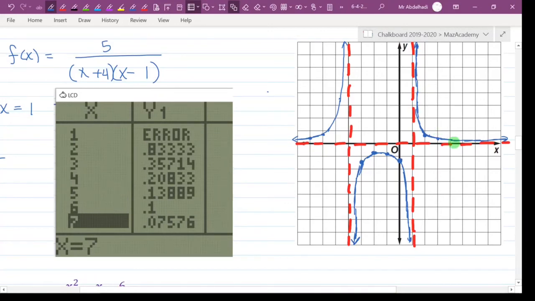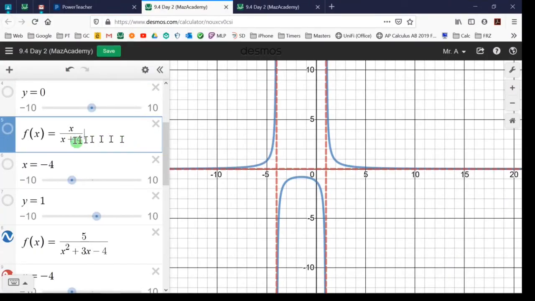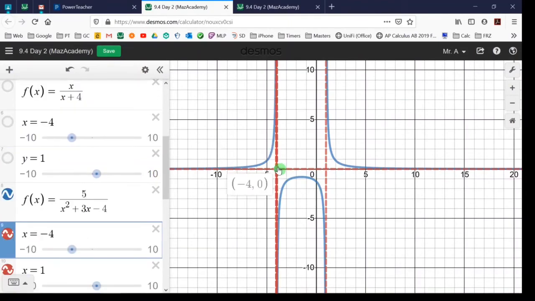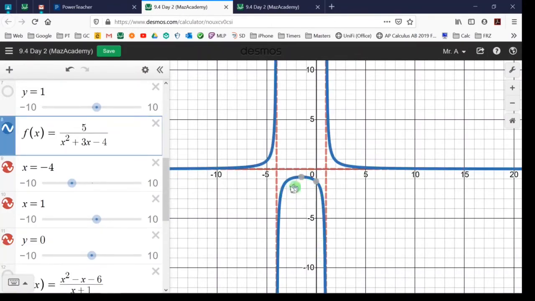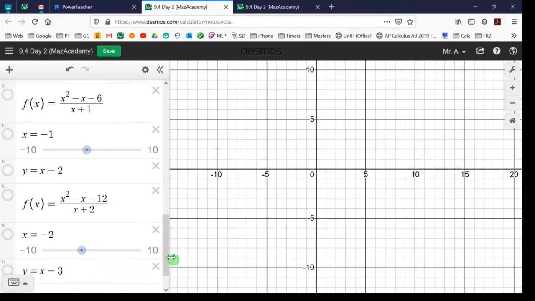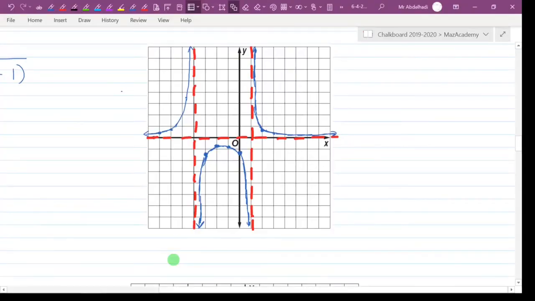There you go. Now let's check this against Desmos. All right. Okay, there's the function, x over x plus 4. We have our vertical asymptote at negative 4. We have another one at positive 1. We have our horizontal asymptote at the x-axis. And yep, there it is. There's that loop that we were talking about. And there are the 2 branches that are up here in the top right and left corners there. Okay, let's try the next example here.